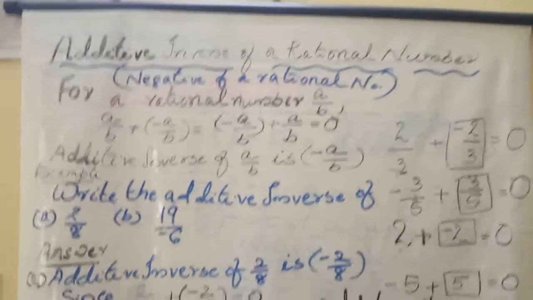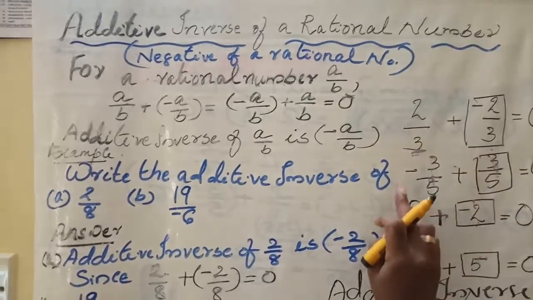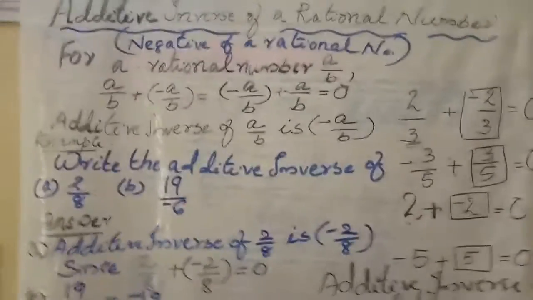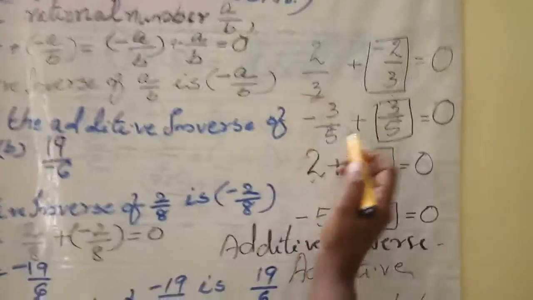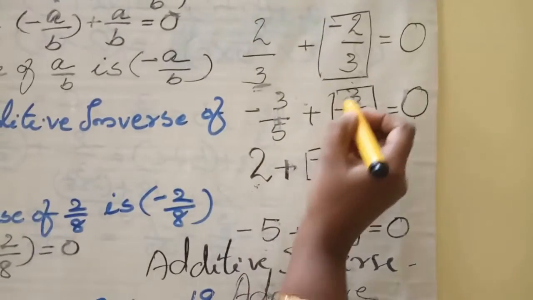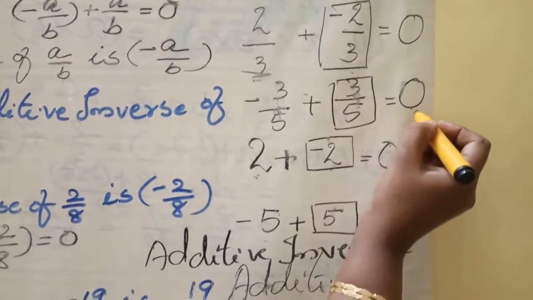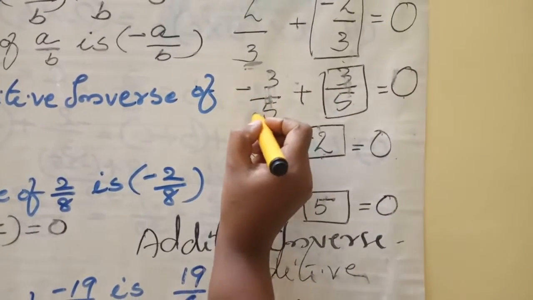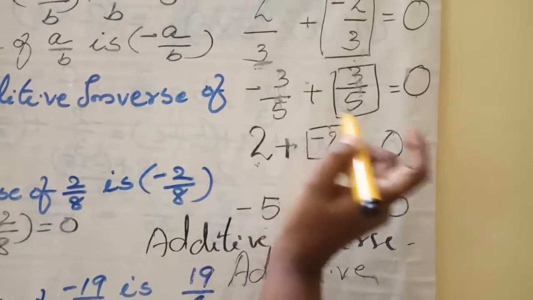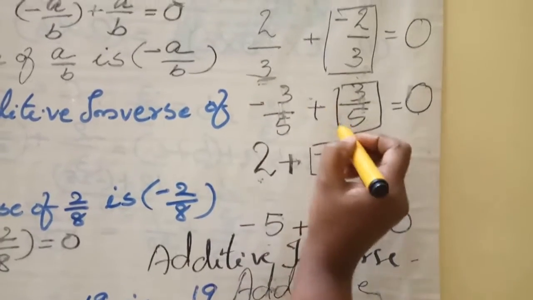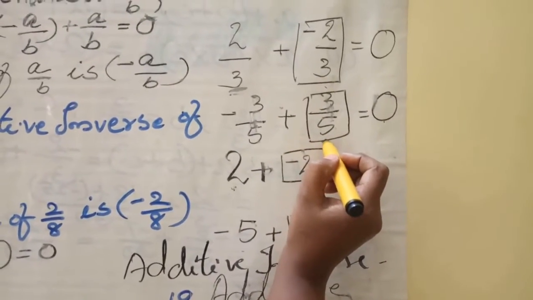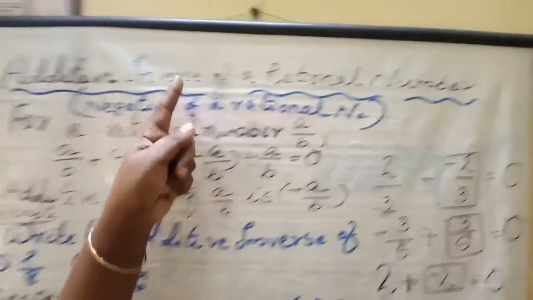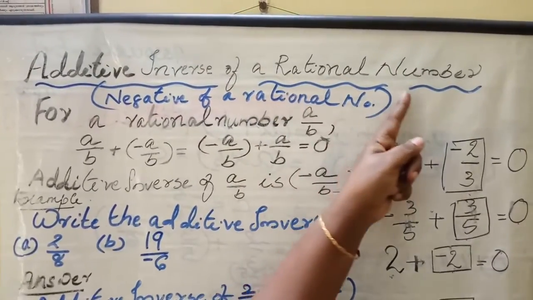Clear? The same way, I consider another number, say minus 3 by 5. It is a negative rational number. You get minus 3 by 5 plus 3 by 5 equal to 0. That means 3 by 5 is the additive inverse of minus 3 by 5, or minus 3 by 5 is the additive inverse of 3 by 5. Okay, so that is that property here, additive inverse of a rational number.